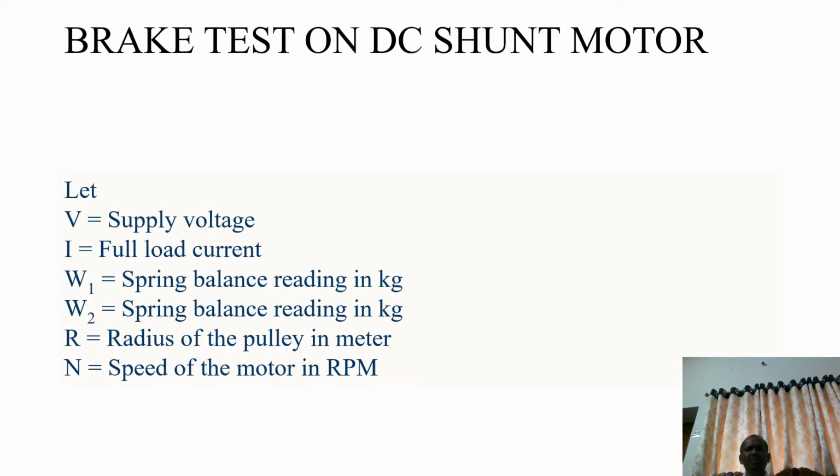So you can note, when you are conducting the brake test, the parameters are: V, the supply voltage; I, the full load current; W1, the spring balance reading in kg; W2, the spring balance reading in kg; R, the radius of the pulley in meters; and N, the speed of the motor in RPM. Brake tests are used in the case of DC motors, DC shunt motors.